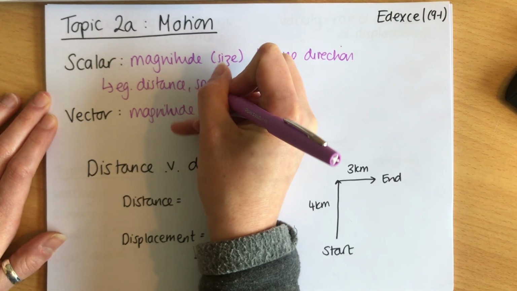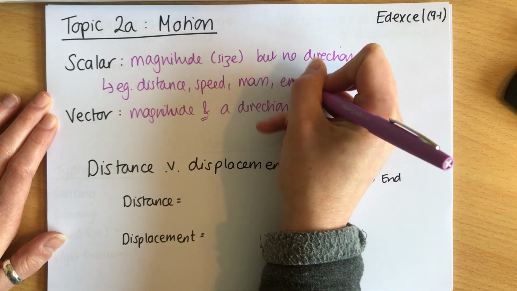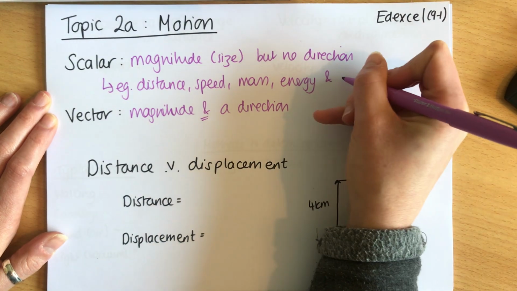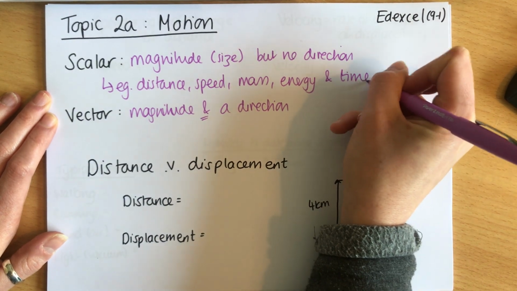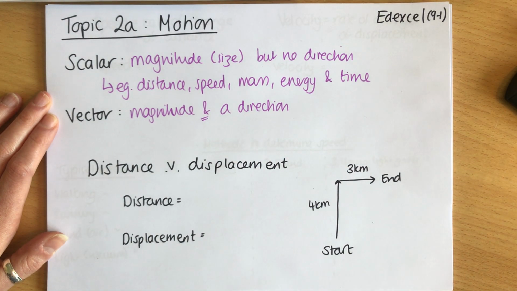So examples of scalars, common ones are distance, also speed, mass, energy, and a funny one they don't always talk about in the GCSE is time. Time can only go forward, so it doesn't have a direction because it can't go backwards, as much as we wish that might be true.